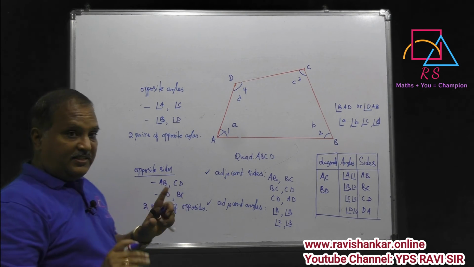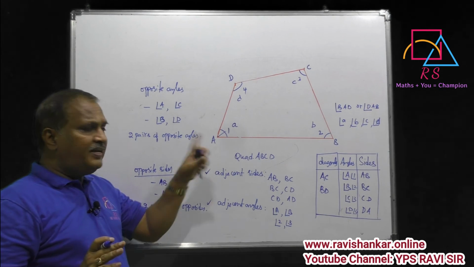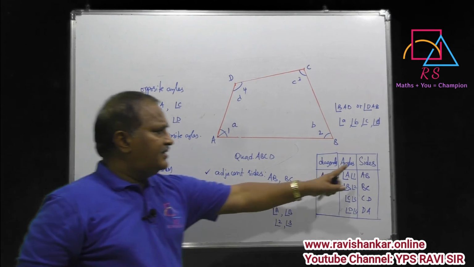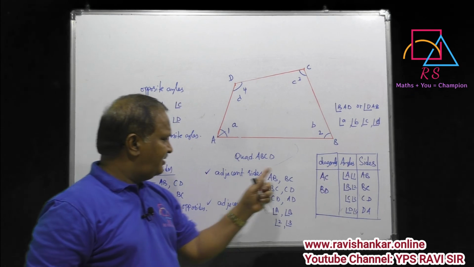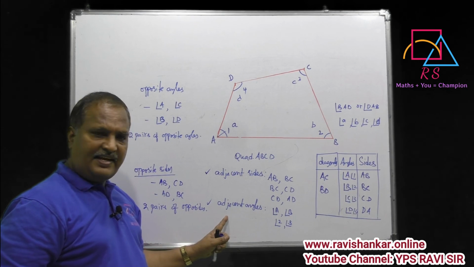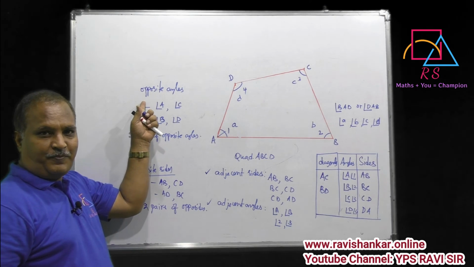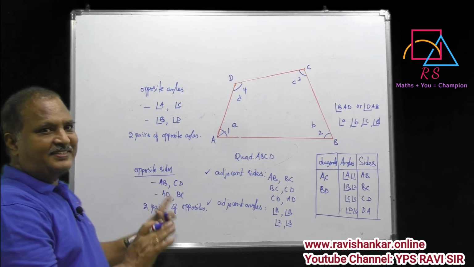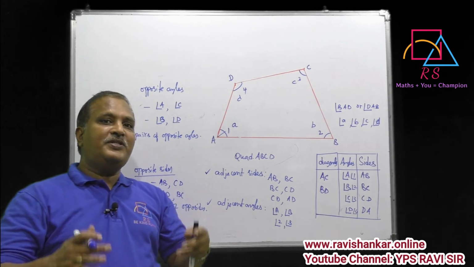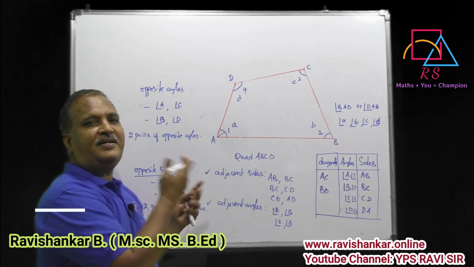So these are the different terms of a quadrilateral: sides, angles, diagonals, adjacent sides, adjacent angles, opposite sides and opposite angles. If you know all these things, then you can go to the higher concepts of the quadrilateral.